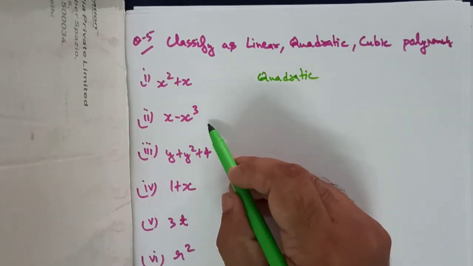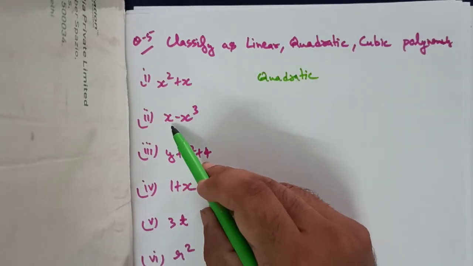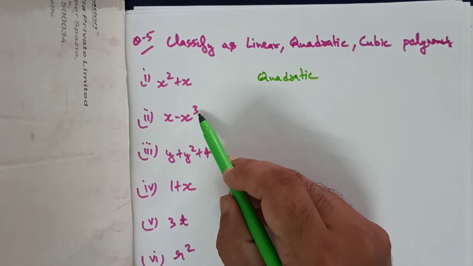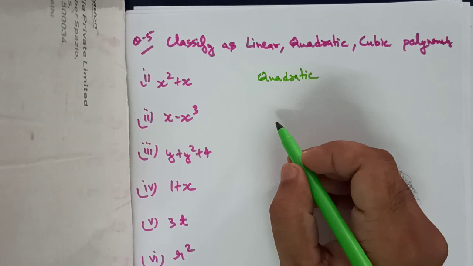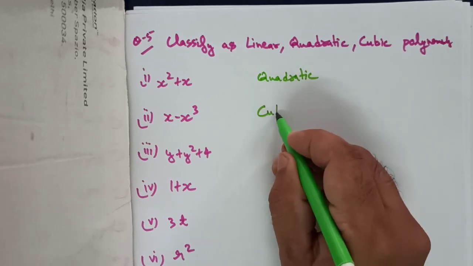Second case, x minus x cube. The degree of first term is 1 and the degree of second term is 3. Highest power of the variable is 3. So it is the polynomial of degree 3, that is a cubic polynomial.